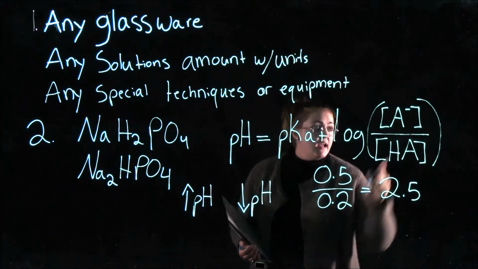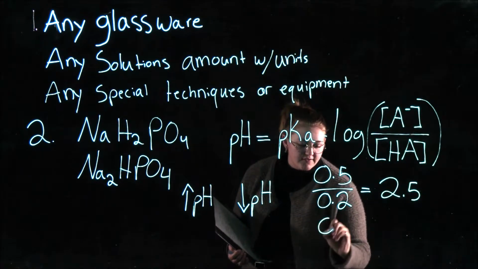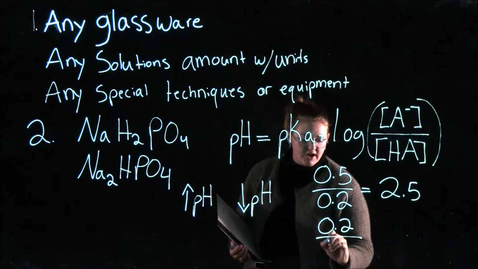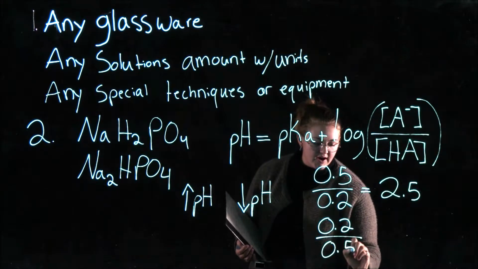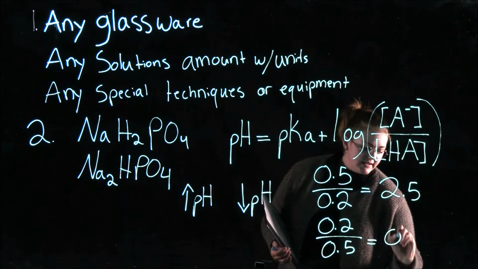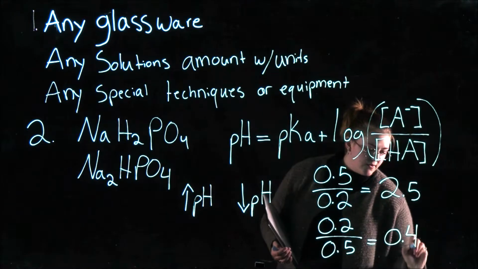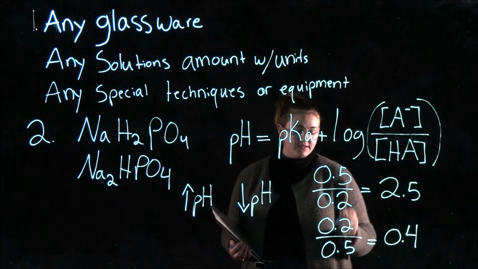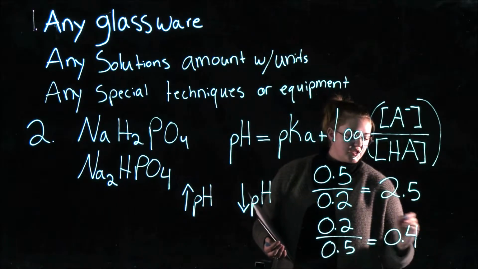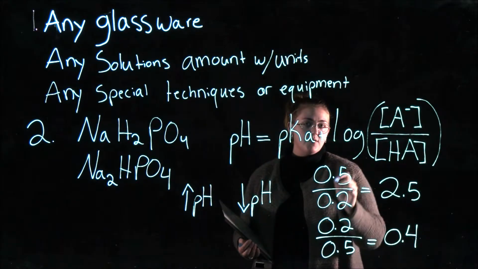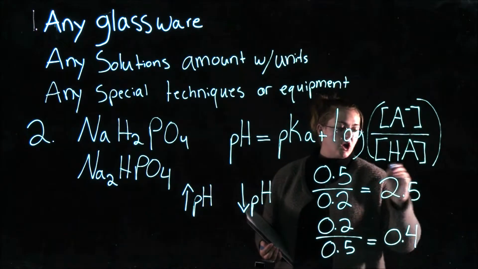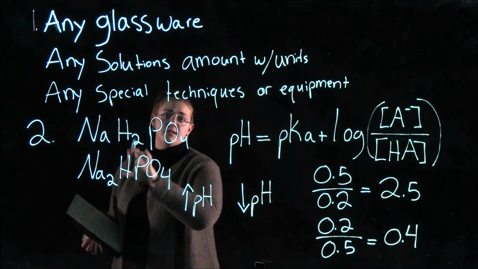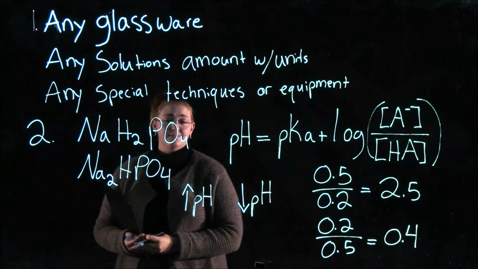Versus if we had a conjugate base concentration of 0.2 over a concentration of 0.5 for your acid. That's going to give us 0.4. So we have a higher acid amount on the bottom. It gives us a smaller number. When we have more base, we get a larger number. So that's how you're going to figure out how to answer what the differences between these two solutions in pH is going to look like.